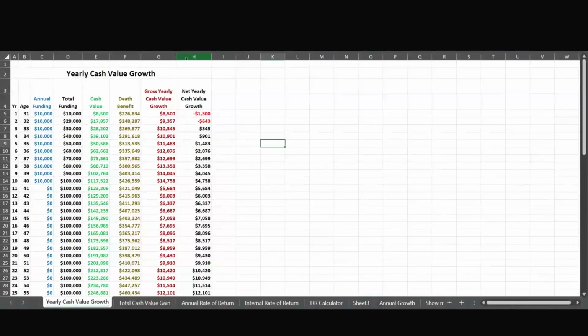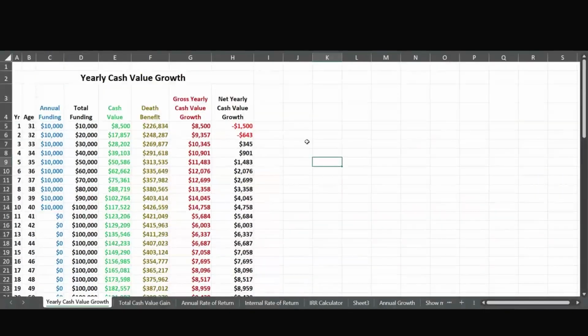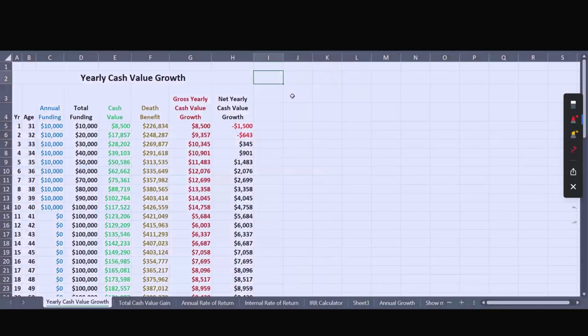Let's look at an example, and we'll look at this policy, but we'll look at a different version of it. When I say different version, I've just got it on Excel. Okay, so here we go. This is the exact same policy. So if we just look at year 1, you pay $10,000. Your cash value is $8,500. Here we've got gross yearly cash value growth. This is that same column we just saw in the illustration, which read $8,500.